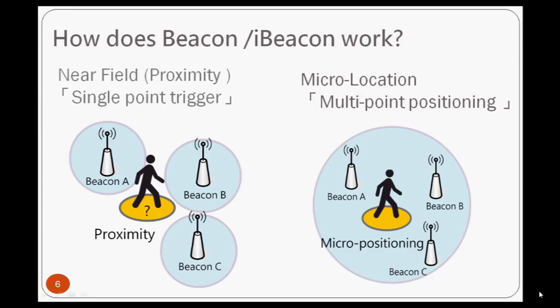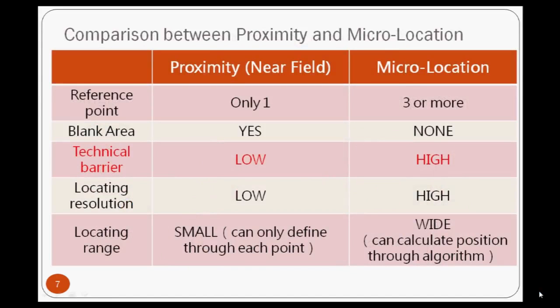On the other hand, microlocation is a concept of multi-point positioning, in which your position is known all the time. Thus, only with microlocation is turn-by-turn navigation possible. So we can say that one main difference between proximity and microlocation is the blank area. Proximity has blank area when you are not near any of the beacons, while you are totally tracked in microlocation. And this difference is the key point why the technical barrier of microlocation is higher.